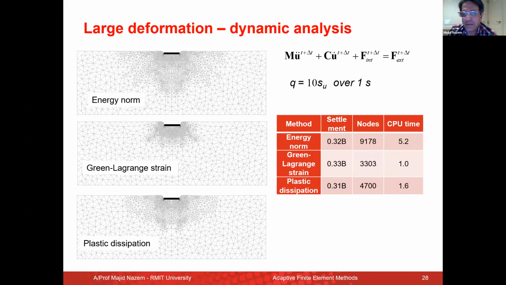Okay, now doing the same problem, dynamic analysis, large deformation. For dynamic analysis, we solve this equation, and again the normal pressure of 10 SU is applied on the footing over 1 second, and we have the final settlements predicted by these 3 error estimators, as well as the number of nodes at the end of the analysis. Again, for dynamic large deformation, the Green-Lagrange strain tensor has outperformed the other 2.